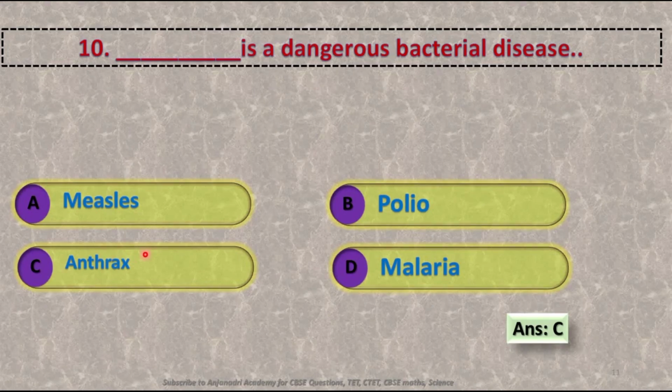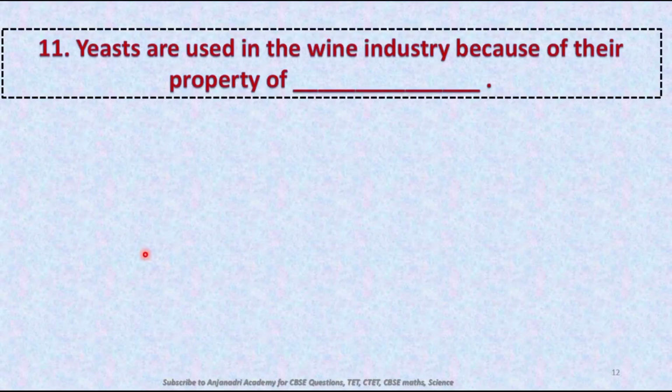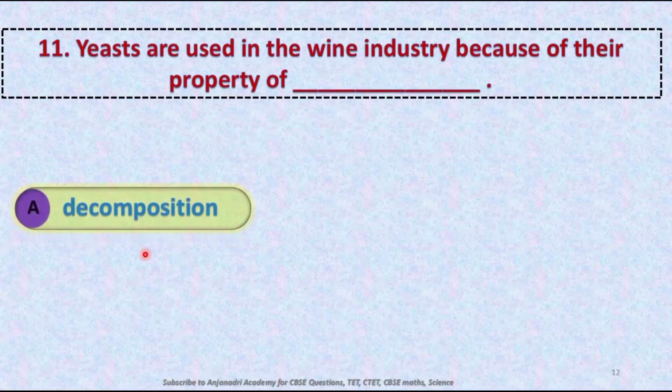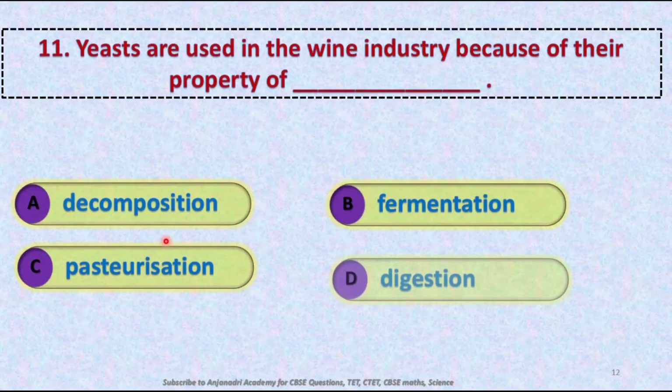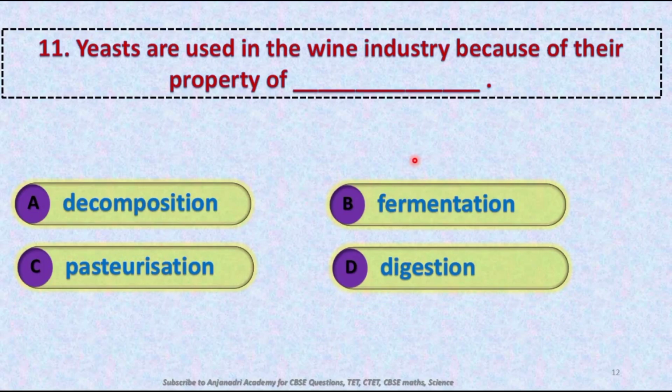Here is the next question. Yeasts are used in the wine industry because of their property of decomposition, fermentation, pasteurization, or digestion? The answer is fermentation. It is a process of converting sugar into alcohol. Therefore, the correct answer is option B, fermentation.